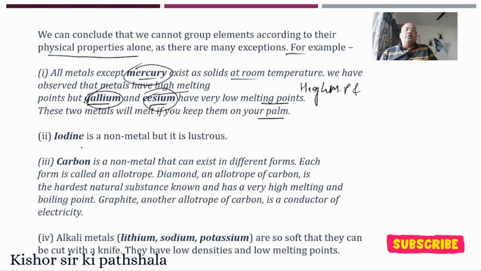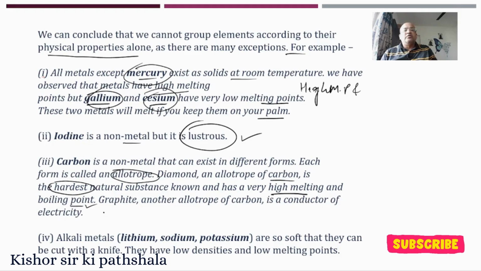Let's see iodine. Iodine is a non-metal, still it shows luster, which is shown by metals. Carbon is a non-metal that can exist in different forms, and each form is called an allotrope. Diamond is an allotrope of carbon, which is the hardest material. See, hardness was shown by whom? By metals. It also has a very high melting and boiling point.